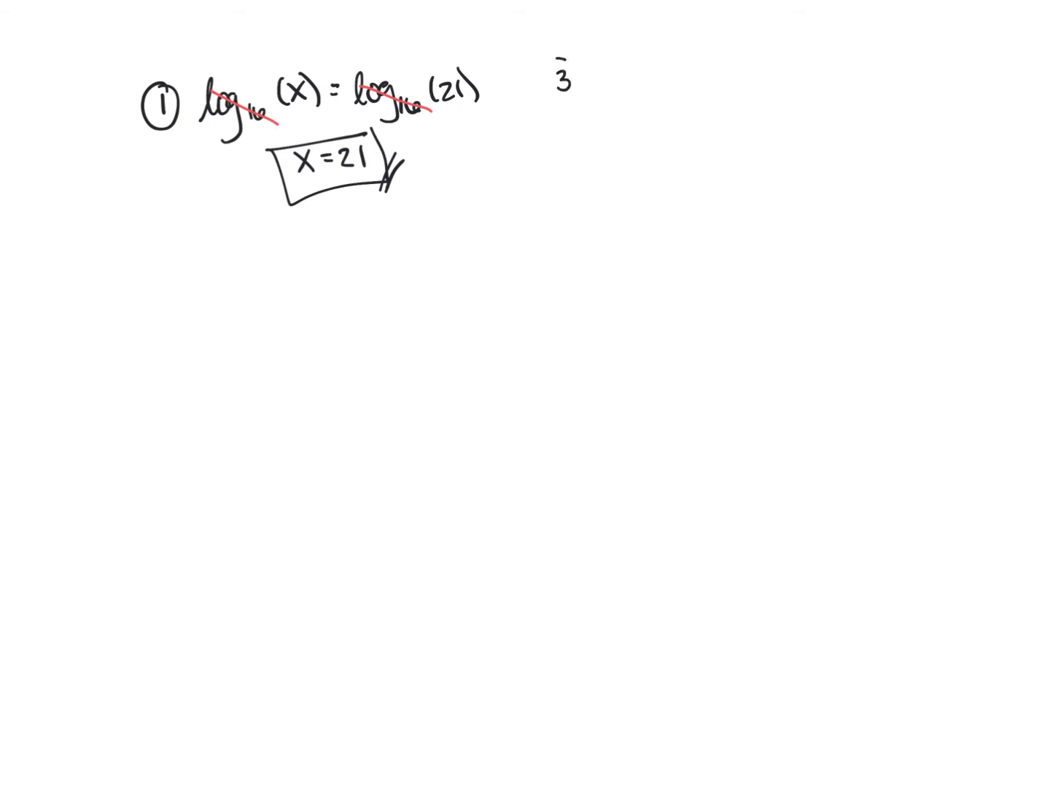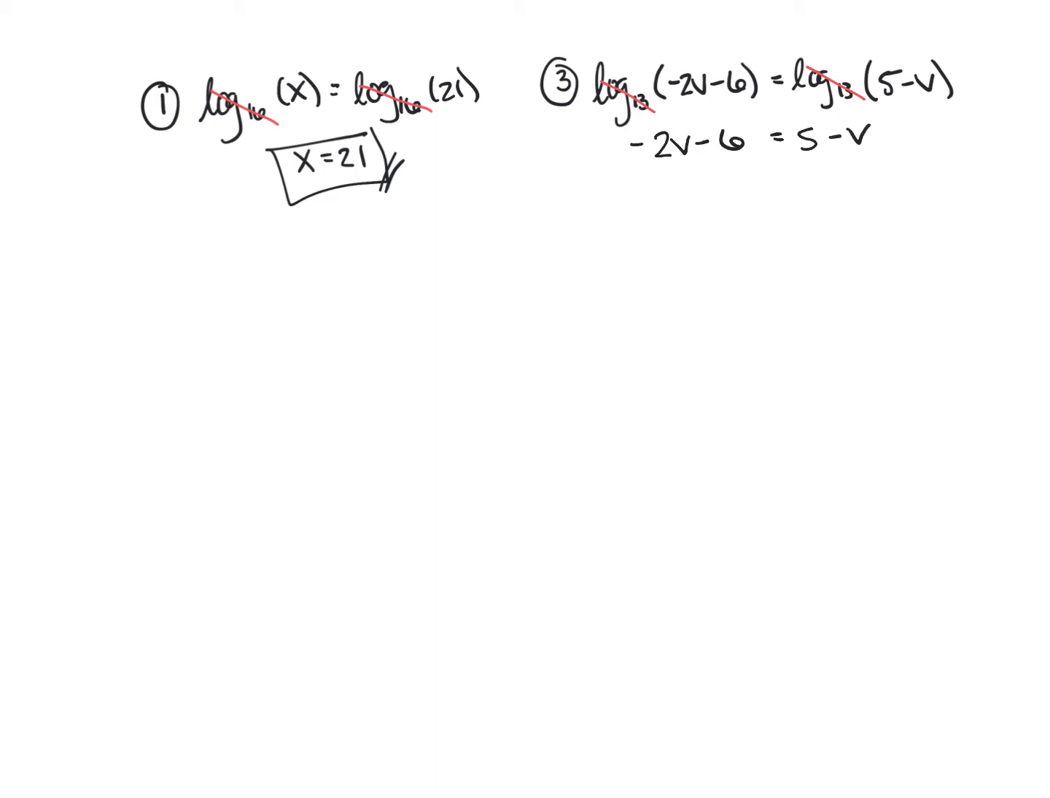Let's try problem number 3. We're going to have log base 13 of negative 2v minus 6 is equal to log base 13 of 5 minus v. So in this case, 2 logs of the same base that are equal to each other means that we can cancel out those logs and just set the arguments equal to each other. So negative 2v minus 6 is equal to 5 minus v.